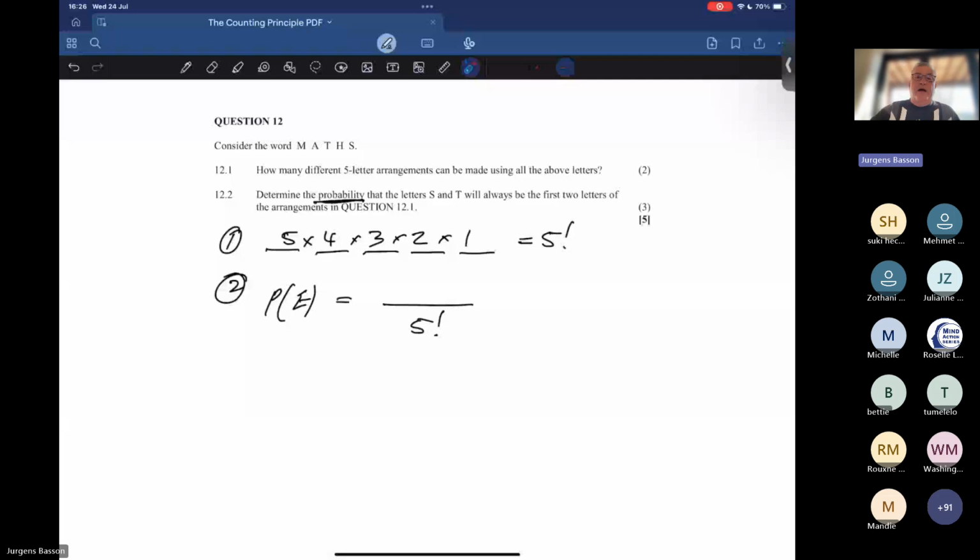So what is interesting about this question is that I just draw 5 lines. They say to us that S and T, so it's 2 and 1, so it's 2 factorial for that little group.